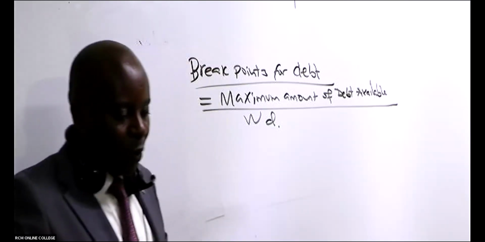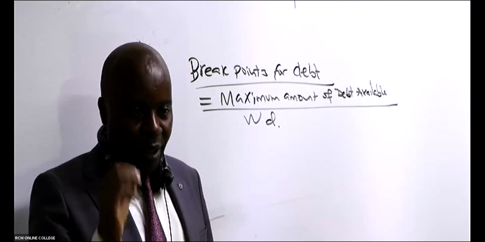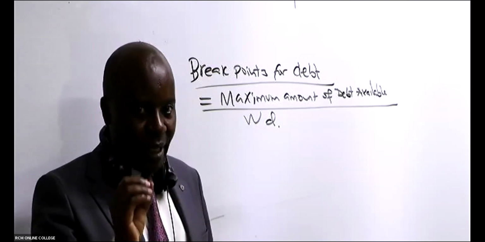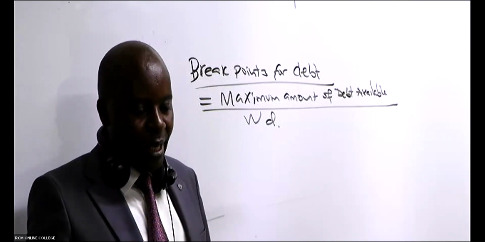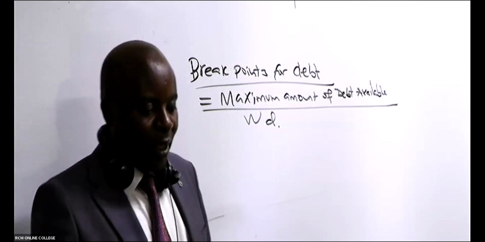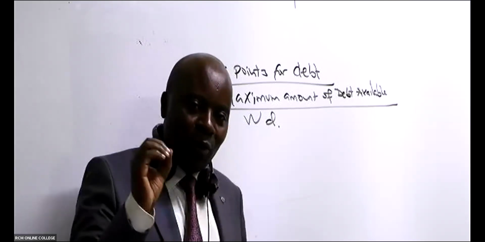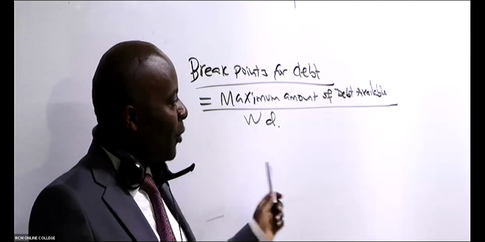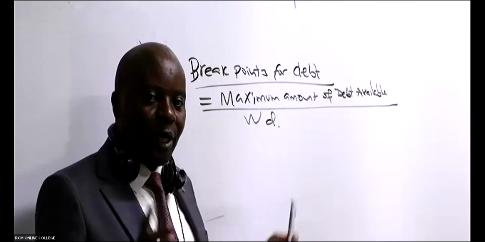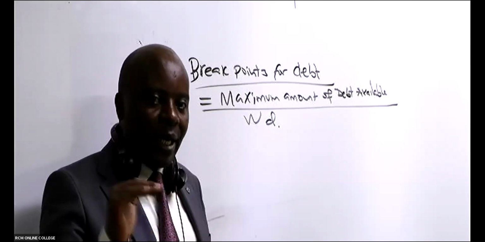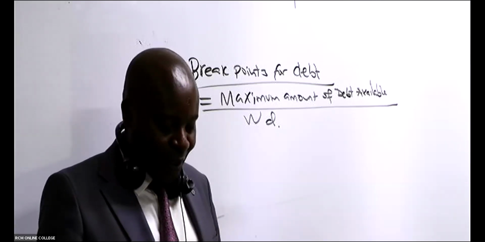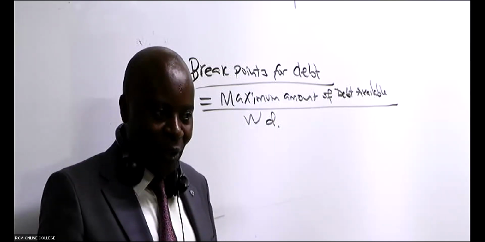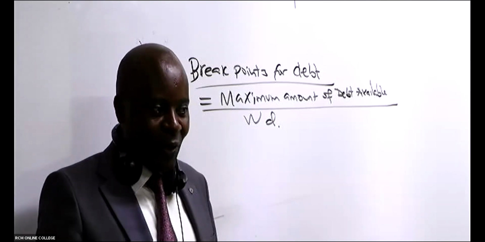Anytime they want us to give them the breakpoint for debt, because here we have got two sources of capital, the debt and then equity, I will take the maximum amount of debt available divided by the weight of debt. So how many classes of debt do we have in this question? Look at the debt, the loans table.